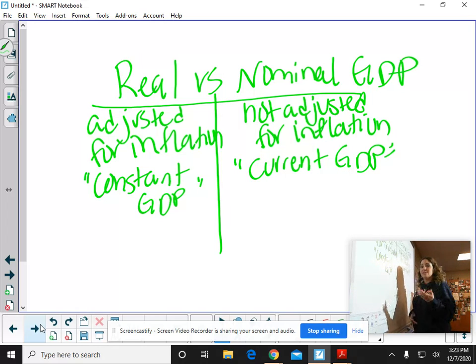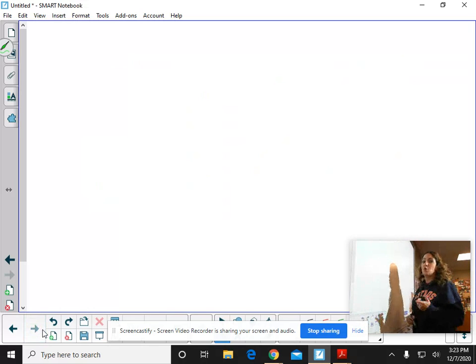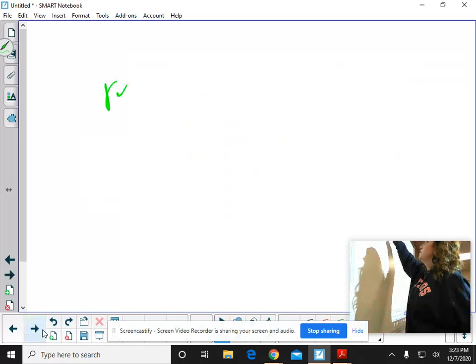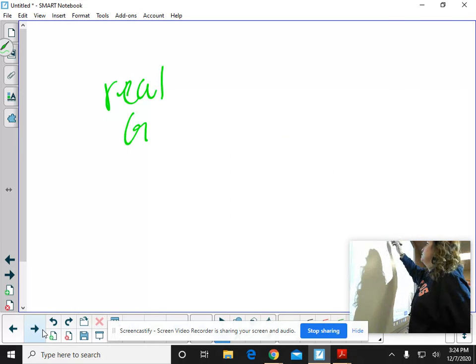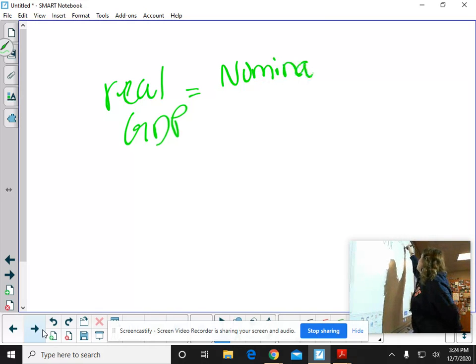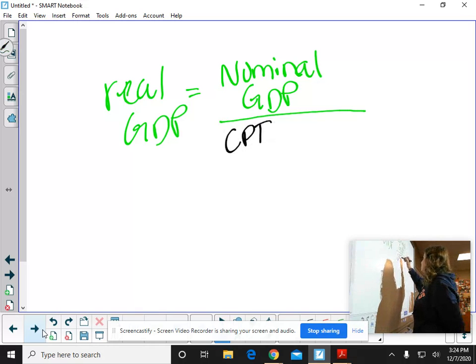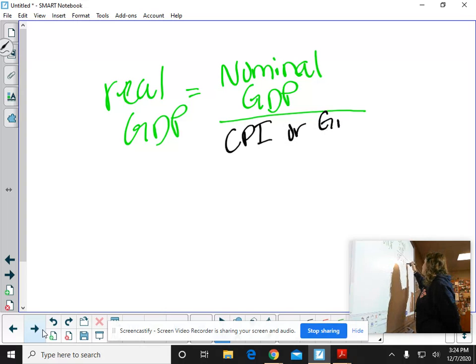So if we're keeping prices the same and selling more, that's adjusted for inflation. But if we're just saying, hey, we sold more and we raised prices, look how much more money we made, well, that's not adjusted for inflation. So those are the two different definitions, but let's get to some equations. Usually you're going to be solving for real GDP, but it is nominal GDP divided by either the CPI or the GDP deflator.